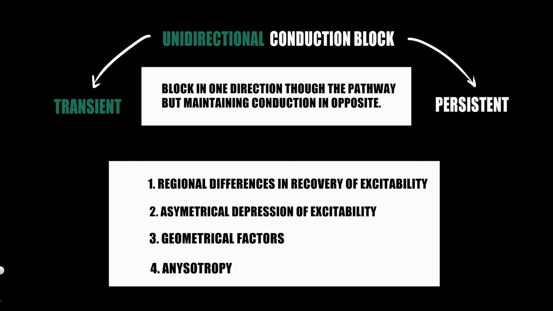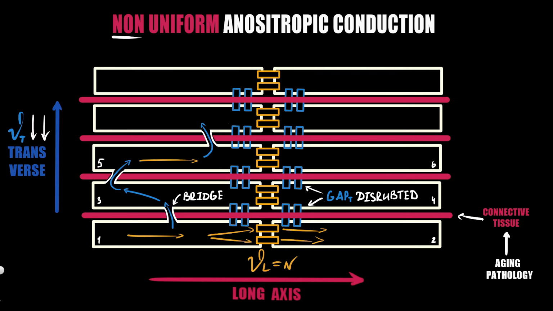And the last reason for the unidirectional conduction block is anisotropic conduction. Basically, in non-uniform anisotropic conduction, safety factor in longitudinal direction is smaller than in transverse direction, and this is the key to understanding the unidirectional block formation due to anisotropy.